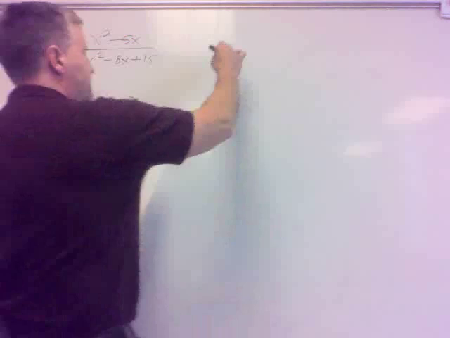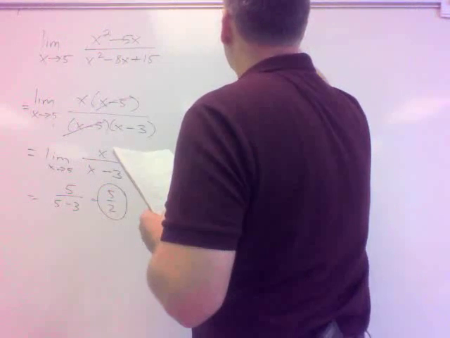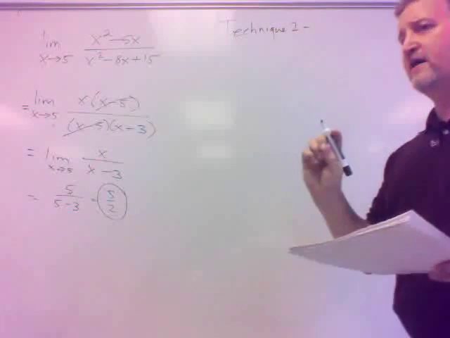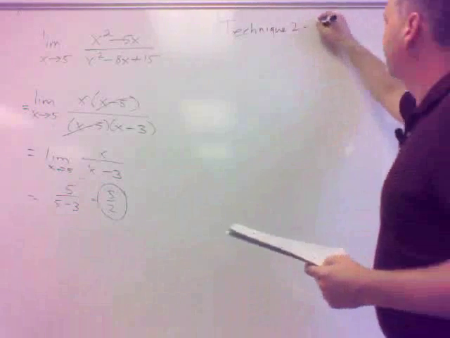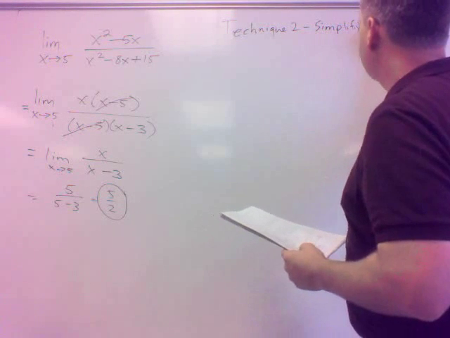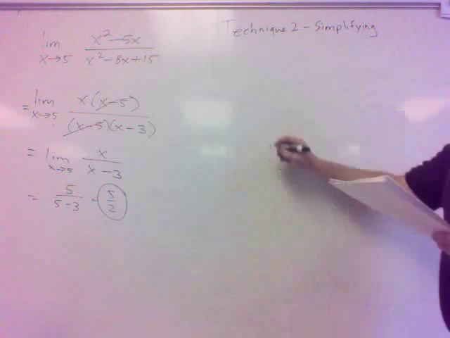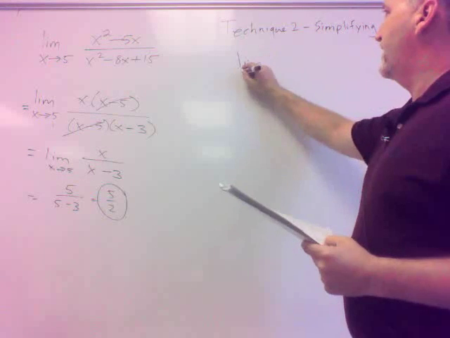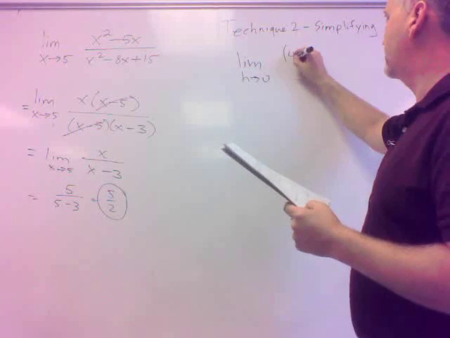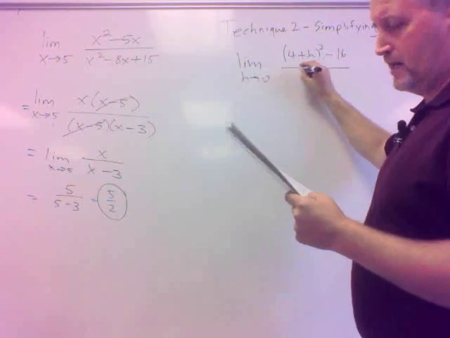Okay, number 2 technique, sometimes just simplifying, first of all, algebraically is what you need to do. For example, if I have the limit as h approaches 0 of (4 plus h) squared minus 16, divided by h.